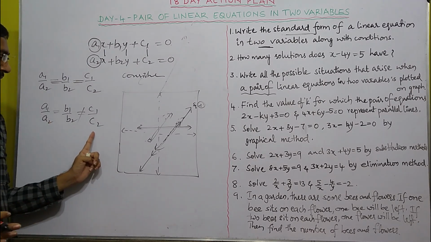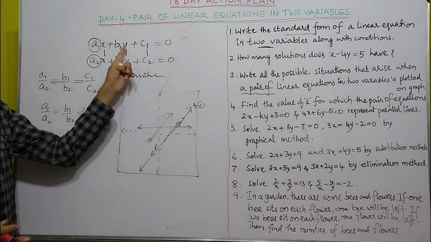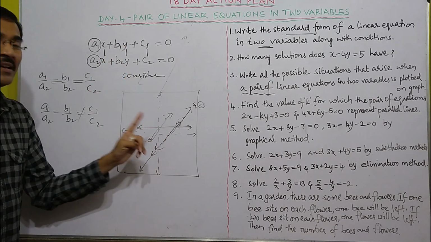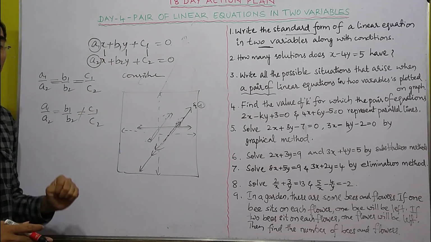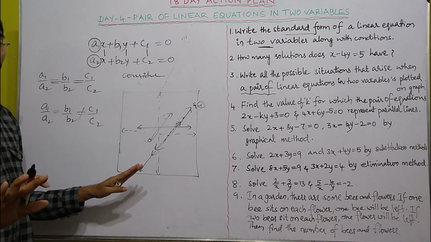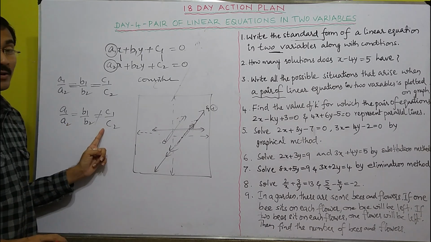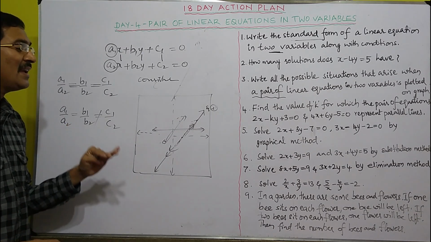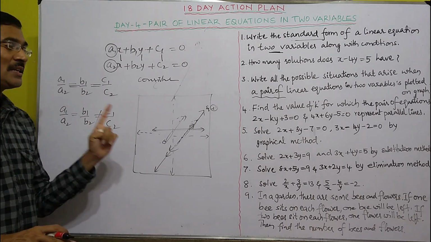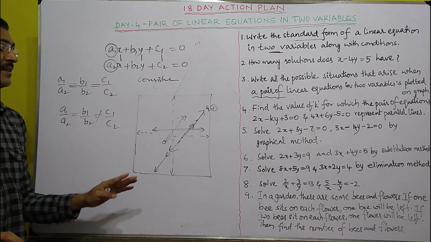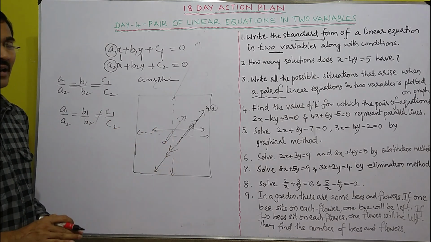So when this kind of thing happens, their graphs will be two parallel lines with no single common point. That means there will be no solution for them at all. So we can call them inconsistent because this is equal here and not equal here. They are not consistent. So we say they are an inconsistent pair of equations. They have no solutions. Therefore, they are parallel lines on the graph.